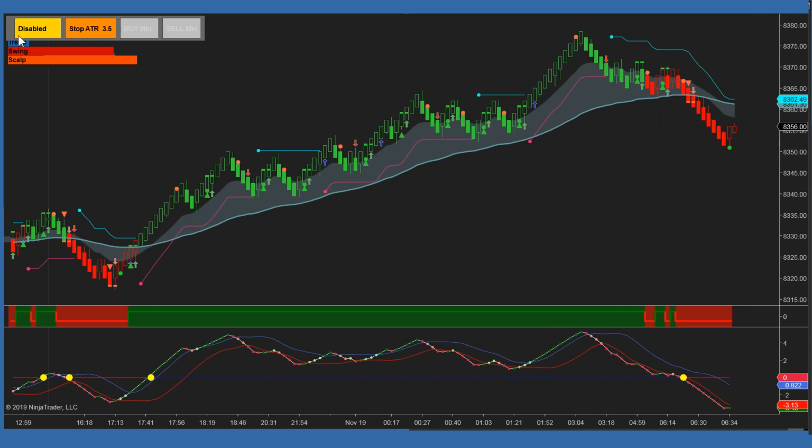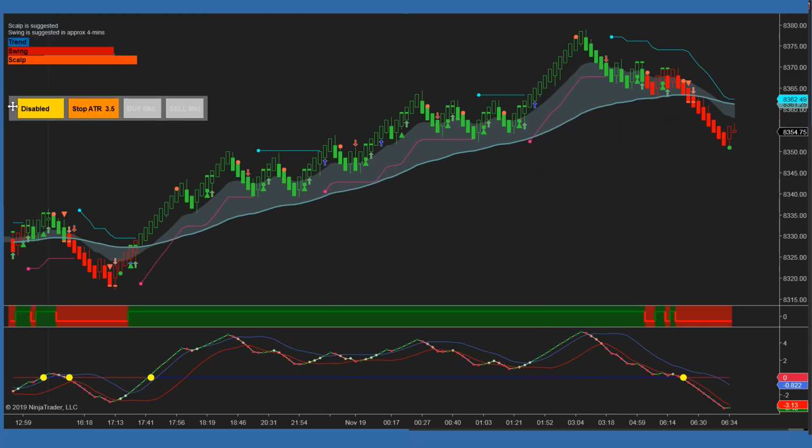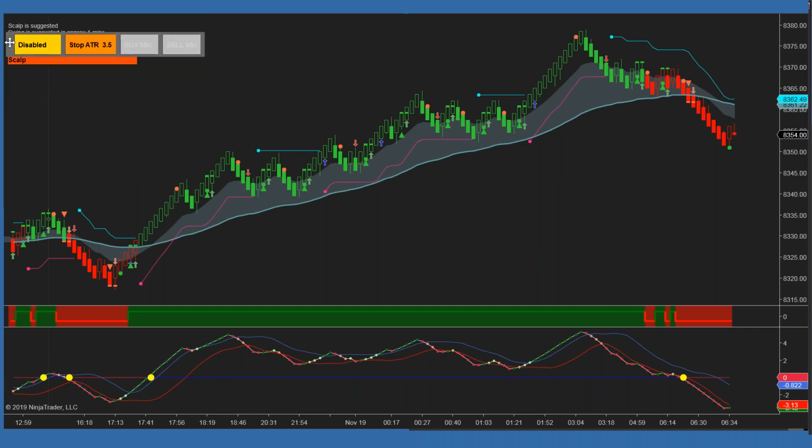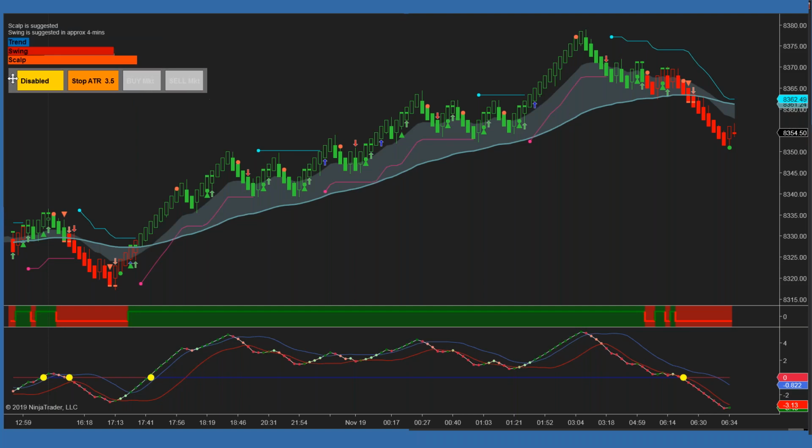Trade Forecaster says we are in scalp mode. Well, only for about another 4 minutes, then we're moving into swing mode. So maybe things will be smoothing out here a little.